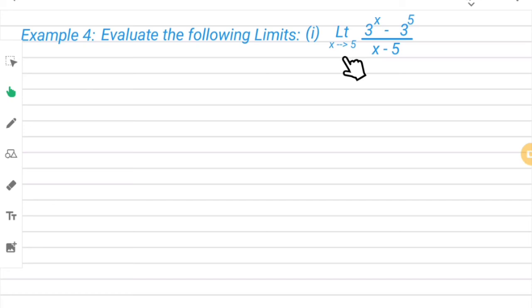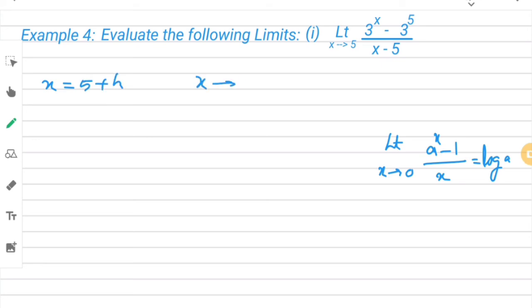Now example 4, evaluate the following limit. Here they are given limit x tends to 5. So we need to change the limit, x to h, right? H tends to 0, and then it's in the form of limit x tends to 0 of a power x minus 1 by x, and the result is log a, right? First I am going to make a substitution for x. Since x tends to 5 is given, we can take x as 5 plus h, and x tends to 5, h tends to 0.